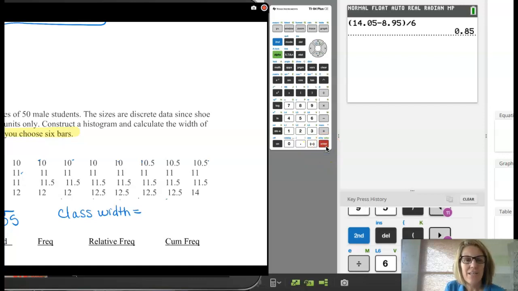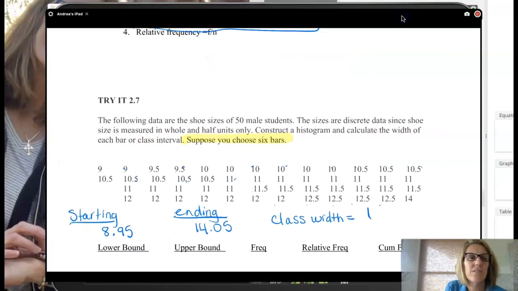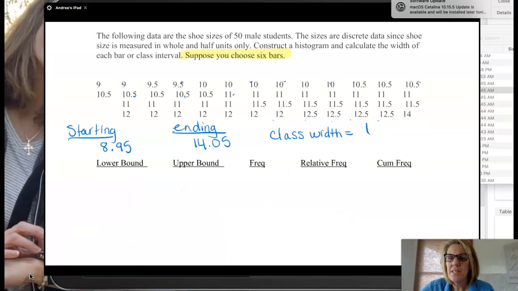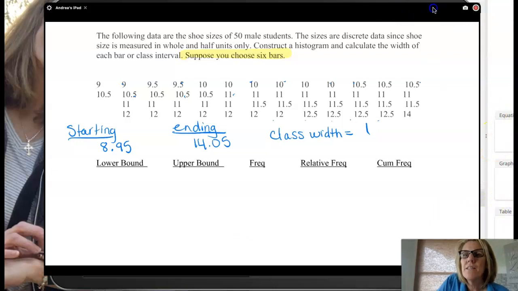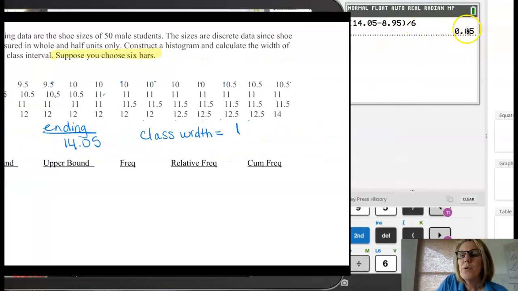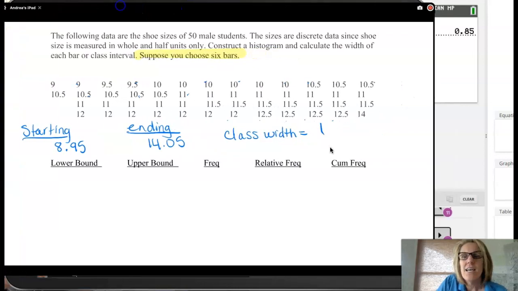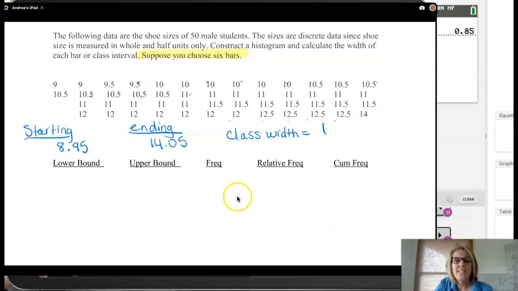So we get 0.85, and we're going to go ahead and round up to 1. So we have a class width of 1. Now remember, we do want to round up. I don't know if I emphasized this with you all. Even though we got 0.85, it's natural to round up to 1, but you usually want to round up even if you normally wouldn't have. Like if we got 1.2, you want to round up to 2, to the next integer, so that we make sure we include all the data values. But here we just round up to 1.